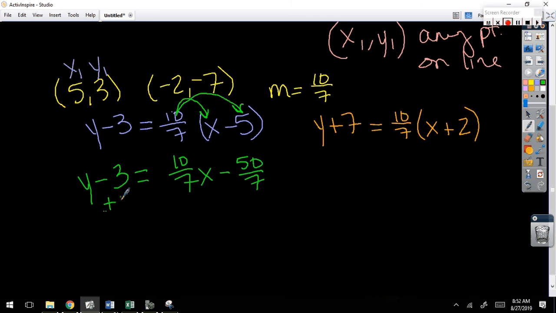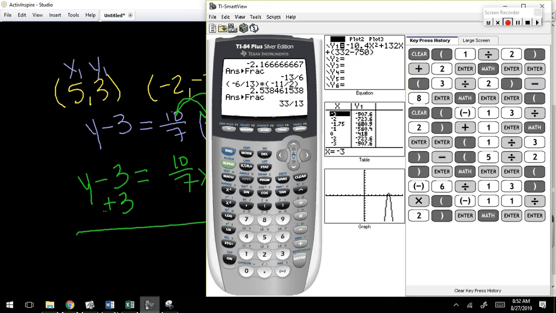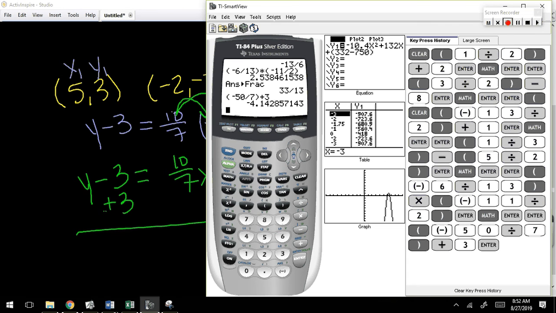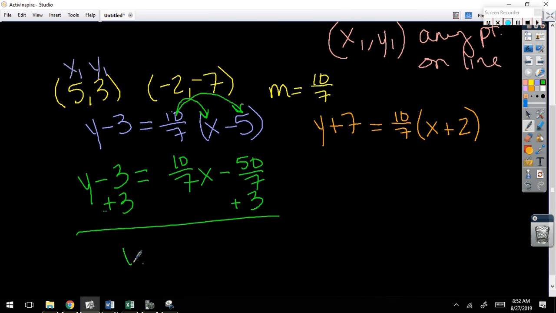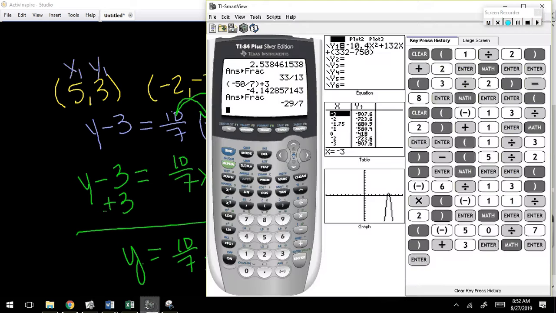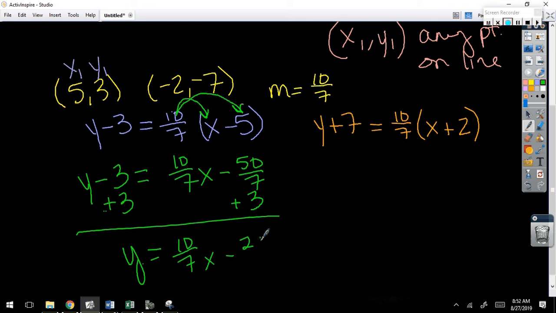I'm going to use my calculator for this so I don't get into denominators and everything else. All right, negative 50 over 7 plus 3. How do I get it back into a fraction? Math, enter, enter. Negative 29 over 7. All right, hold on to your britches because this is going to be good. 29 over 7.